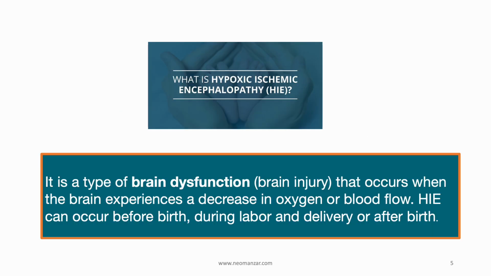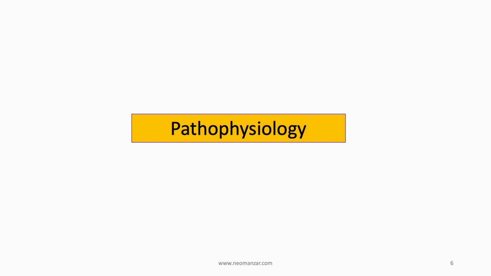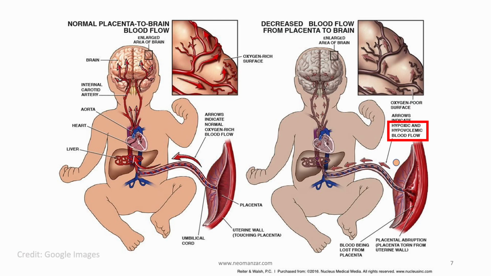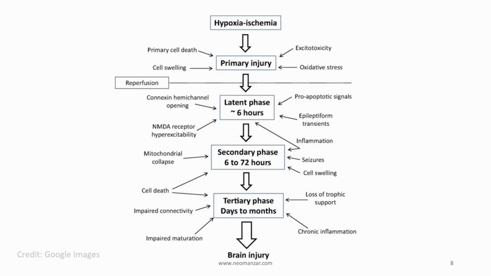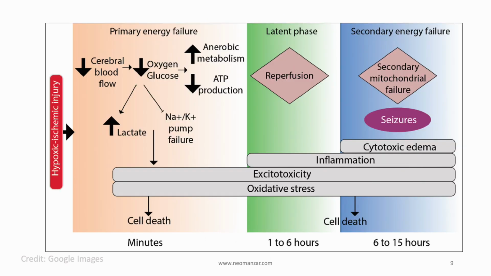So it's a type of brain dysfunction where the brain experiences a decrease in oxygen and blood flow, and then the cascade starts. I'm just going to walk very quickly through some slides, thanks to references and Google images. So basically the pathophysiology is that the blood doesn't reach the brain, due to whatever reason, abruption or cord accidents. So the whole cascade starts here: primary injury, latent phase, secondary phase, and tertiary phase, and then the reperfusion injury starts, and then of course cell death. You can see here the green window, 1 to 6 hours. I think this is the window where we can help the patients.